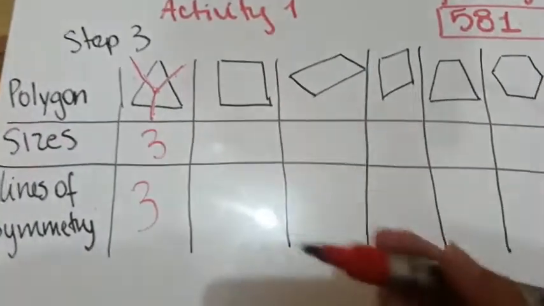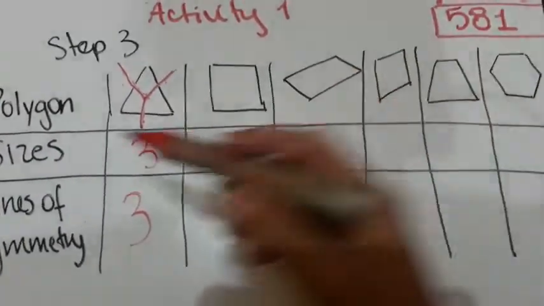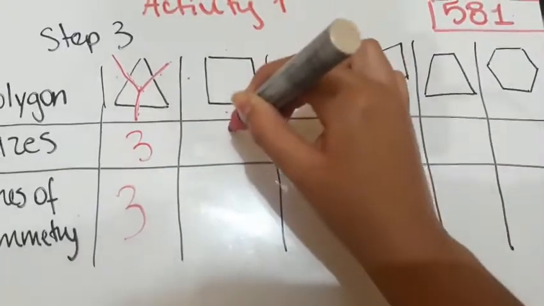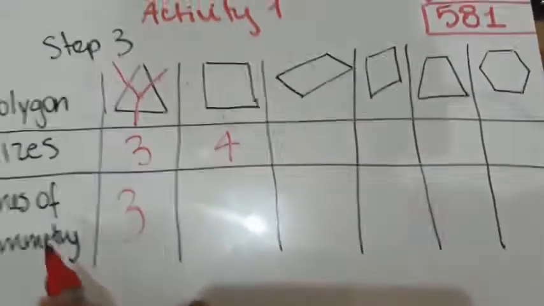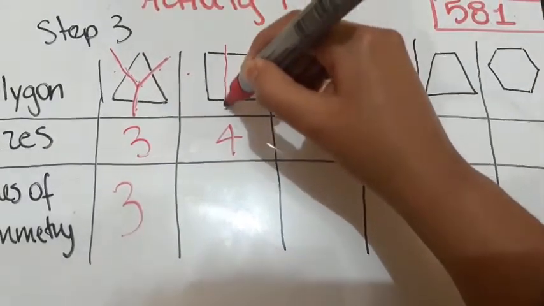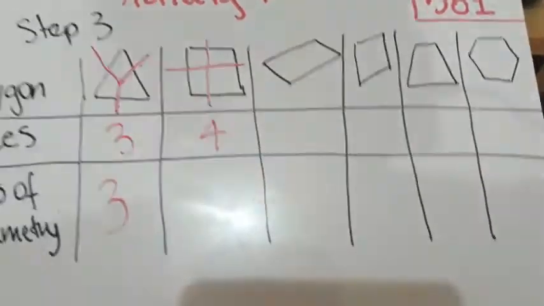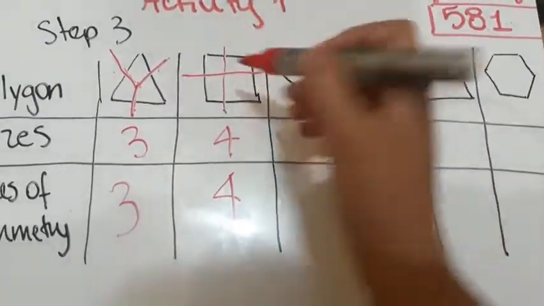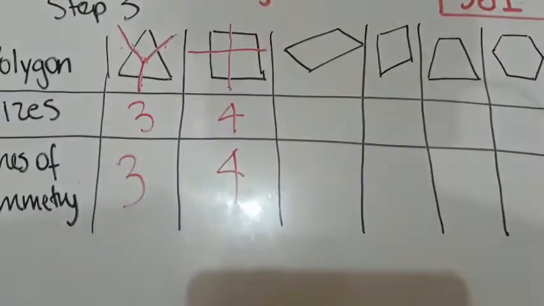Okay, let's go with the square. So we are going to count the amount of sides we have. 1, 2, 3, 4. Okay, we're going to find lines of symmetry. We are going to do this. We have 4 because we take a vertical and a horizontal, and the diagonals.